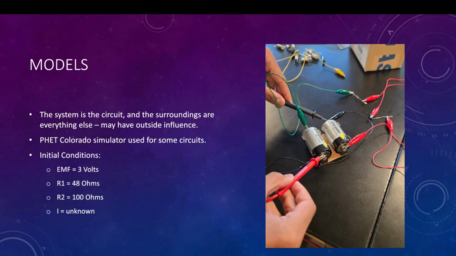In this experiment, the system is the circuit and the surroundings are everything else, which may have some outside influence. Also, the PhET Colorado simulator was used for some circuits that we could not make in class. The initial conditions for our first circuit were an EMF of 3 volts, an R1 of 48 ohms, an R2 of 100 ohms, and the current is unknown.